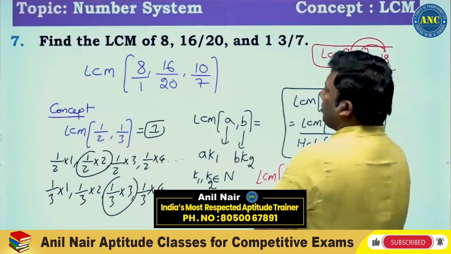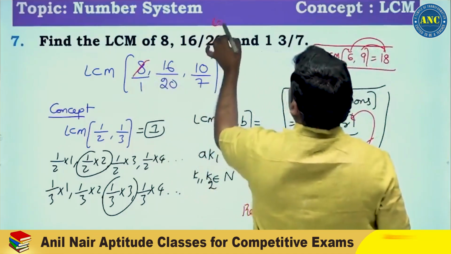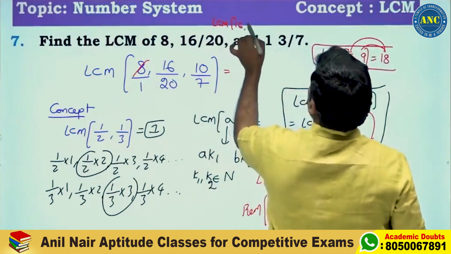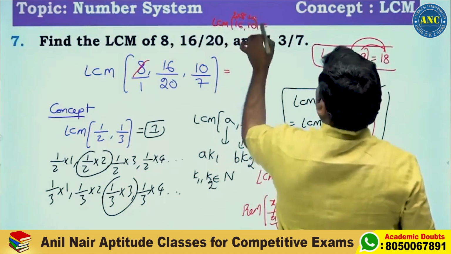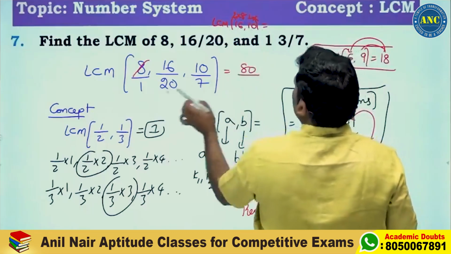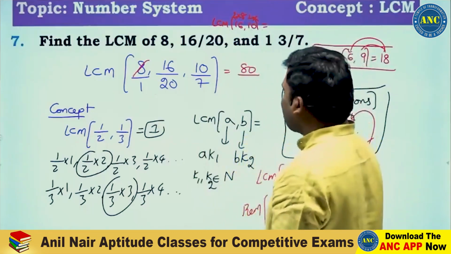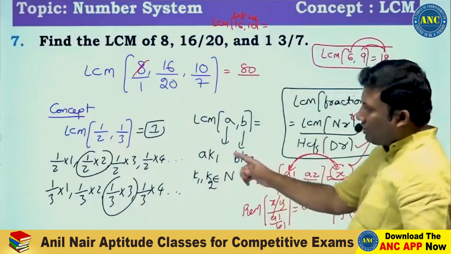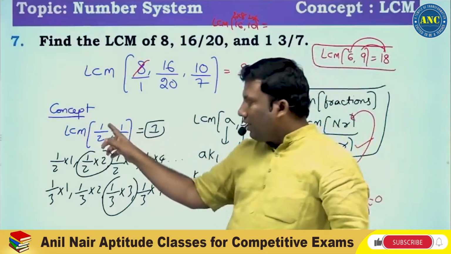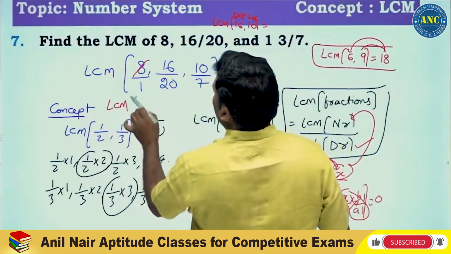So 8 and 16, 8 is a factor. 2 8s are 16, 2 5s are 10, it is 16 by 10. Now if you see here, make the numbers into fractions, a by b. If you see 1 by 2, 1 by 3, 1 and 1 are co-prime to each other. So this can be further optimized.